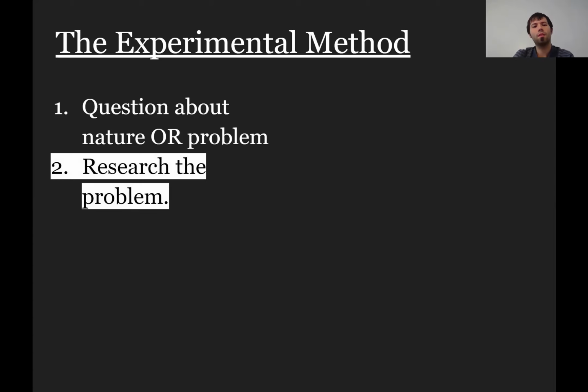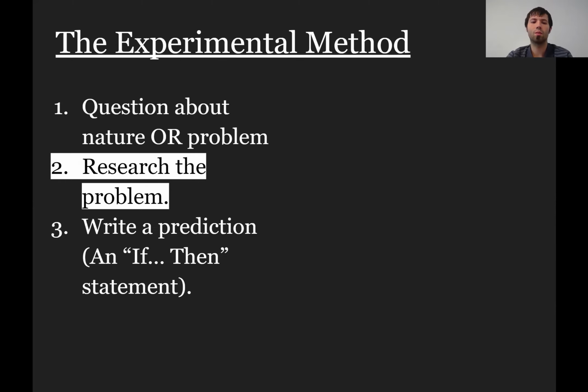The second step of the experimental method is to research the problem. If my question is how does a car work, I could do a little research about cars to get some basic ideas about axles and tires and engines and those sorts of things.